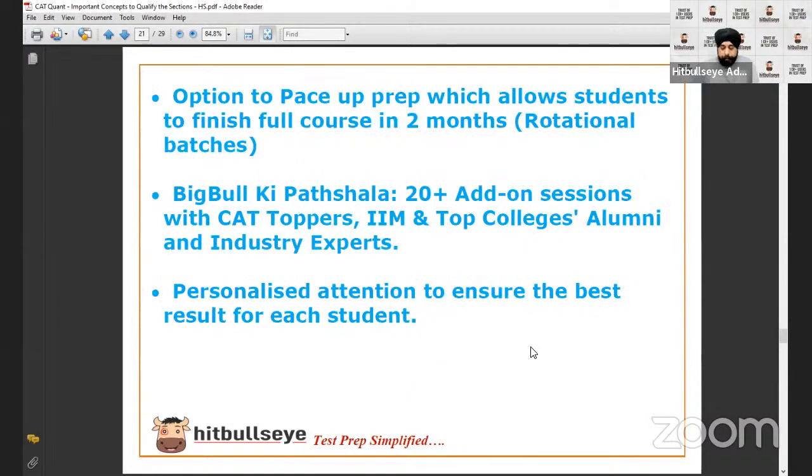And people, you also have the option to pace up your preparation by joining 2 batches simultaneously. The syllabus going on in the various batches is different, so you can cover your syllabus in 2 to 3 months by choosing more than 1 batch. You have regular classes on Big Bull Ki Pathshala, 20 plus add-on sessions with CAT toppers, IIM and top college alumni and industry experts. And we have personalized attention to ensure the best result for every student.